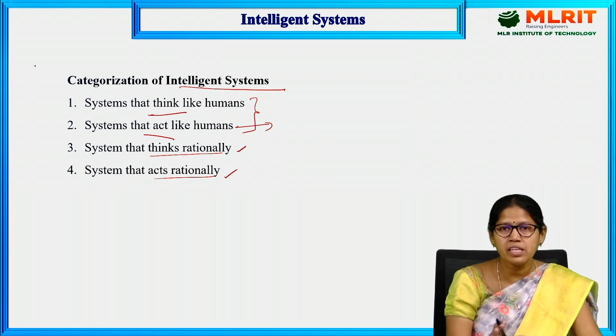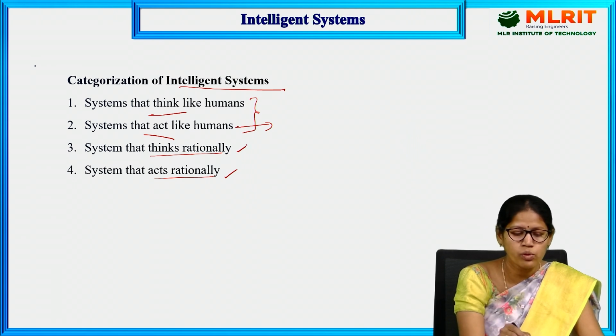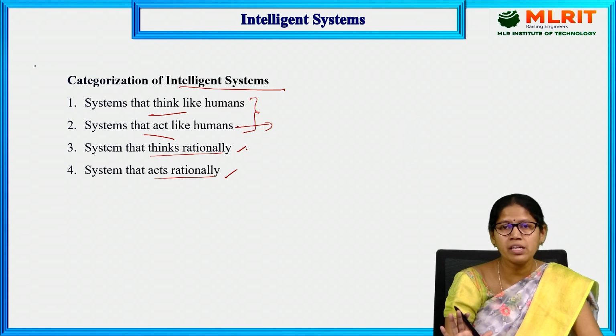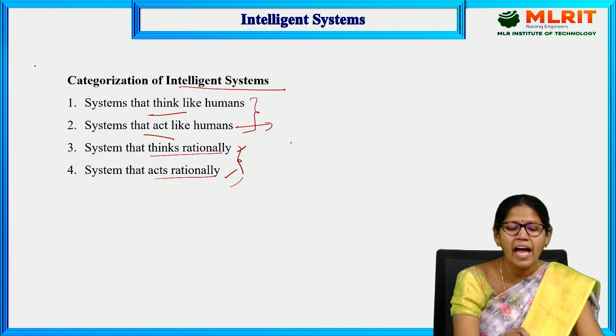which means whether it is correct or incorrect, the output should be accurate, whether it is following a legal or illegal procedure. It won't take care of that. It needs to exhibit the correct output. That is, think rationally and act rationally.